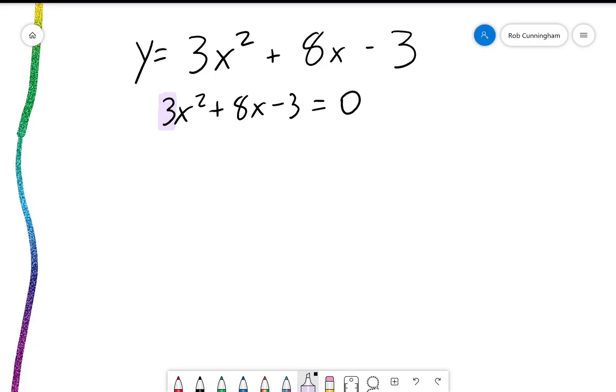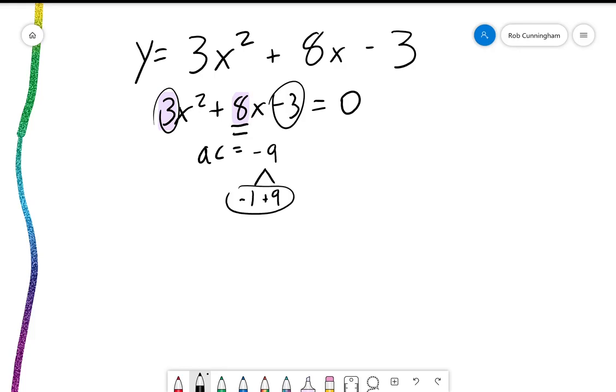And also, I noticed that I can't just divide the 3 out of all 3 of these terms because of this 8. Okay, so I guess I'm stuck going back to factoring by grouping, which is the very last factoring technique we used. We start by multiplying a times c, which is 3 times negative 3, which is negative 9. Same deal. We need two numbers that multiply to make negative 9 and add up to make positive 8. Well, 9 is 9 times 1, and if I make the 1 negative and the 9 positive, negative 1 times 9 is negative 9, and negative 1 plus 9 is indeed positive 8.